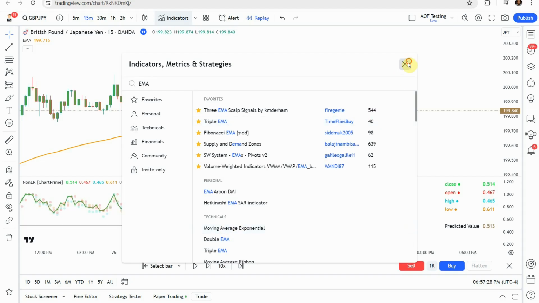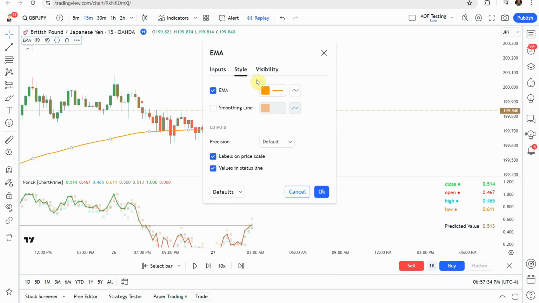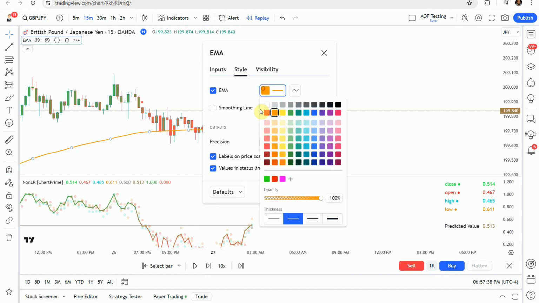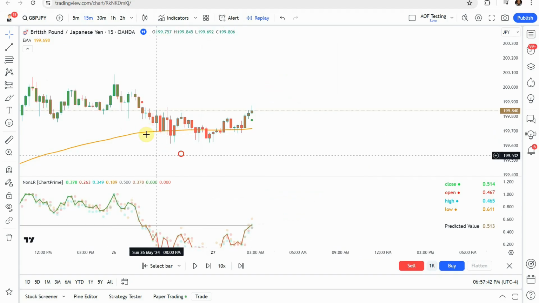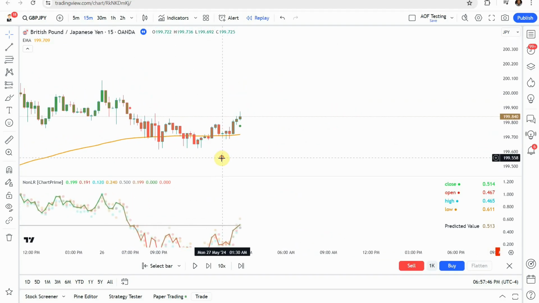You'll click on that and add it to the screen, jump into the settings and change the length to 100, and you can do whatever you want with the style to make it easier for you to see. I changed the color to orange and bumped up the line weight a little bit, just making it a tad bit easier visually.